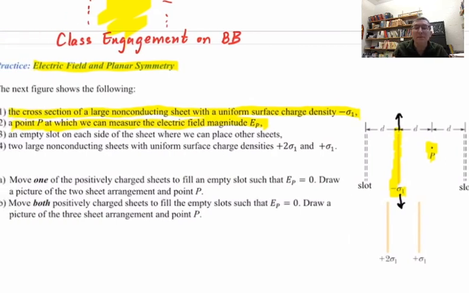3, an empty slot on each side of the sheet where we can place other sheets. There's an empty slot to the left, distance D, and an empty slot to the right, distance 2D from the first sheet. And then lastly, 2 large non-conducting sheets with uniform surface charge densities of plus 2 sigma 1 and plus sigma 1, here and here. Now they're just sitting down there right now. They're waiting for us to use them, and we can put one or both of them in those slots.